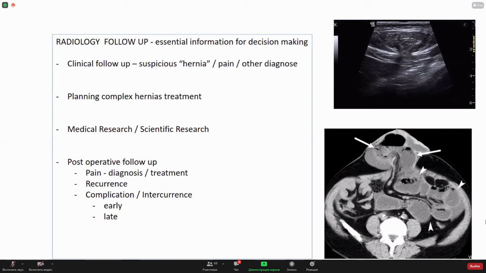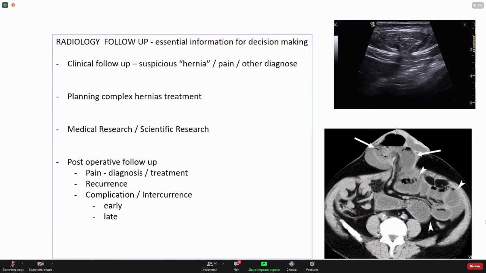If we have a pain and we don't have any diagnosis, or if we want to make a differential diagnosis. Also, we can have radiology follow-up when we are planning the treatment of complex hernias, and this is one of the most important situations where we really need radiology follow-up, the complex hernias.